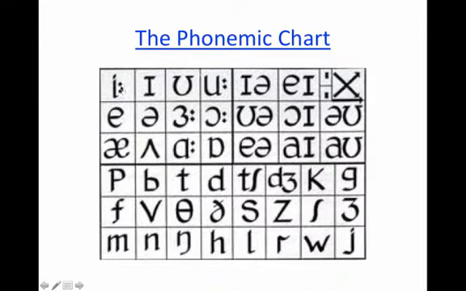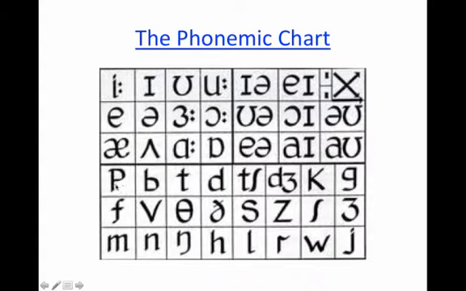If it's got 2 dots on it, it's long. So you've got the short vowels and the long vowels there. These are the sounds where your mouth only has to make one shape to make the vowel.